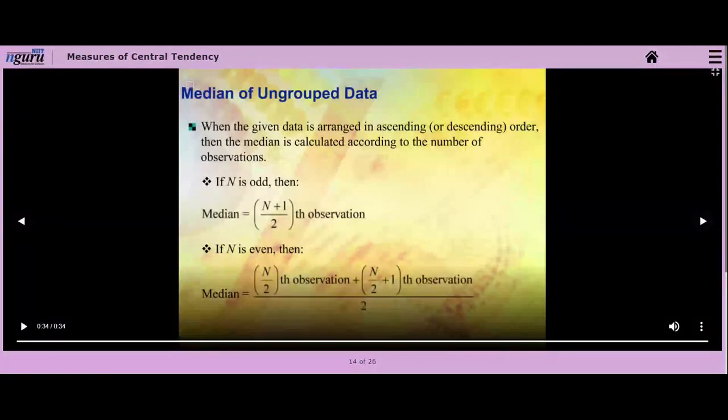N is odd. Supposing n is 7, so 7 plus 1 by 2 is 8 by 2, which is 4. Fourth observation. Now, if n is 8, then the 4th observation plus the 5th observation divided by 2.